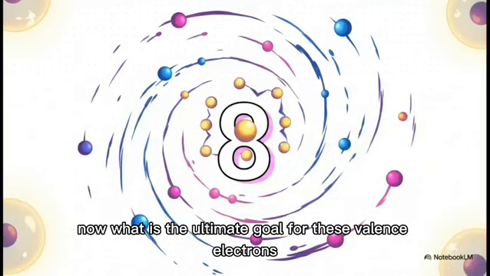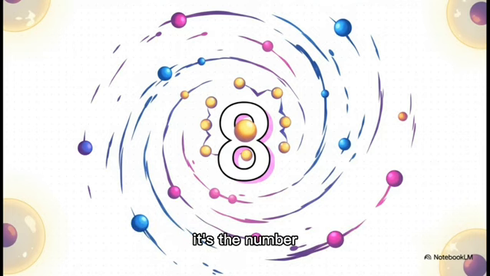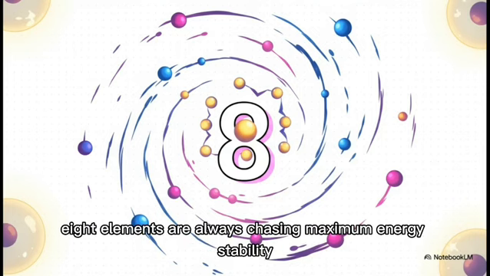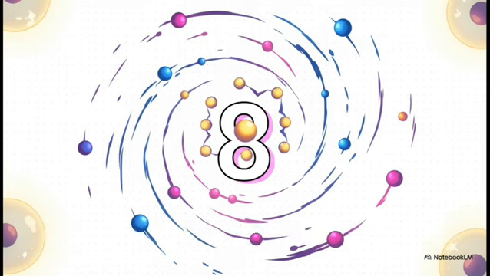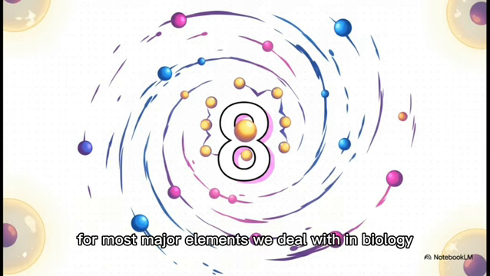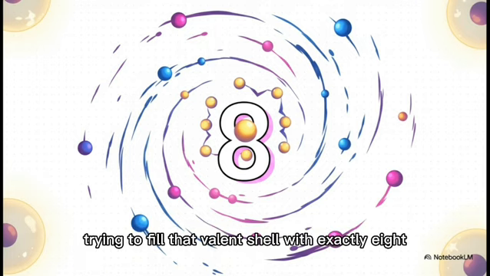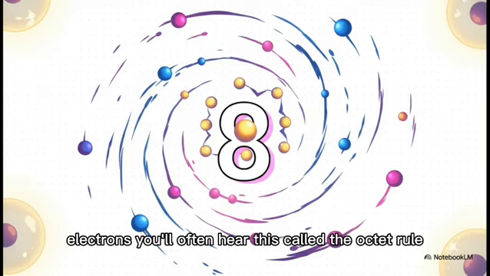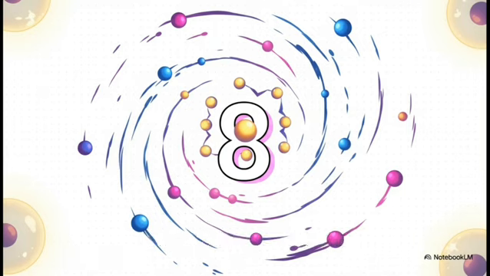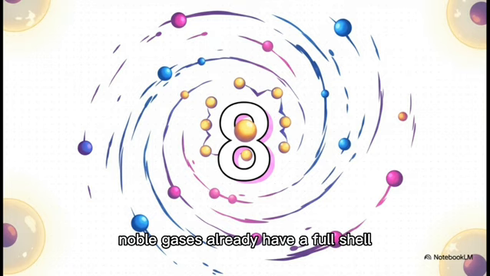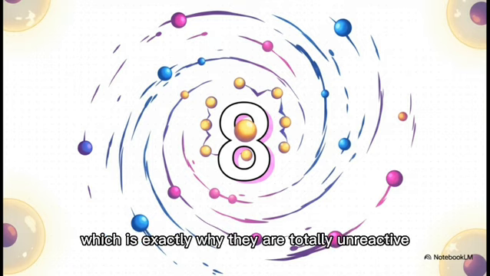Now, what is the ultimate goal for these valence electrons? It's the number 8. Elements are always chasing maximum energy stability. For most major elements we deal with in biology, this means trying to fill that valence shell with exactly 8 electrons. You'll often hear this called the octet rule. Noble gases already have a full shell, which is exactly why they are totally unreactive.